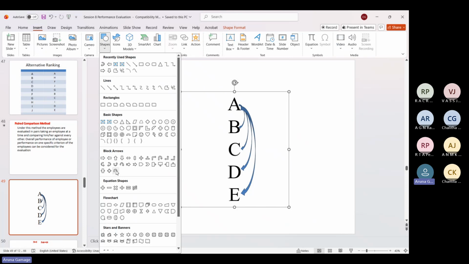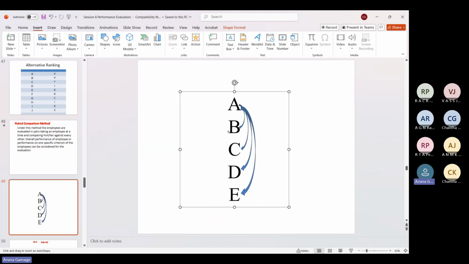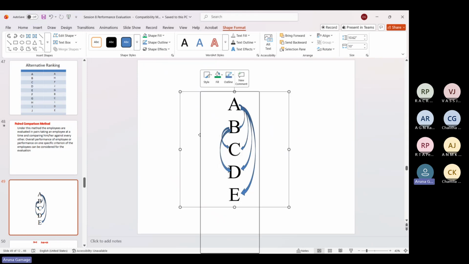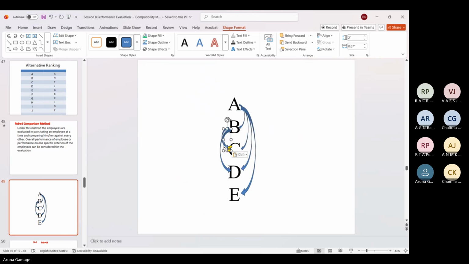Now I am going to compare B with C. I have already compared A with B, and A with B means B with A, so no worries. I have compared B with C, then B with D, then B with E. So I have compared B with A and with all the others.